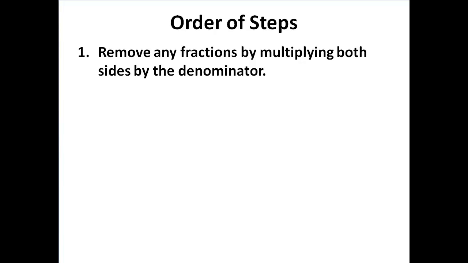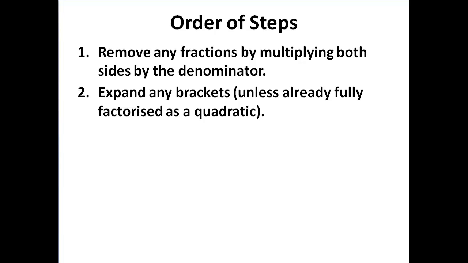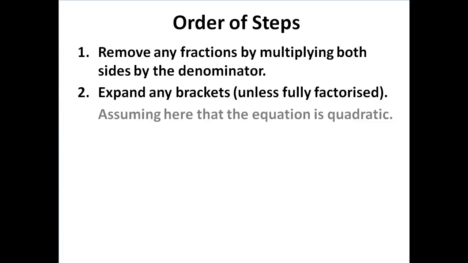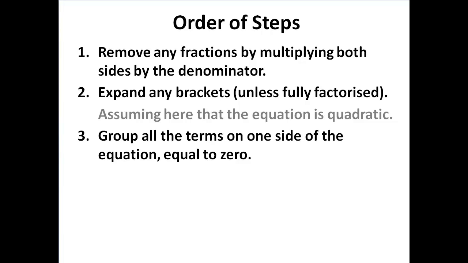And the order of steps to solve quadratic equations: we remove any fractions by multiplying both sides, all of both sides, by the denominator. We expand any brackets unless it is already fully factorized as a quadratic. Assuming at this point that we have a quadratic after we've removed denominators and brackets, group all the terms on one side of the equation and make them equal to 0. This is the opposite of linear solving, where we separate the unknowns from the numbers. With quadratics, we must group them all to one side.